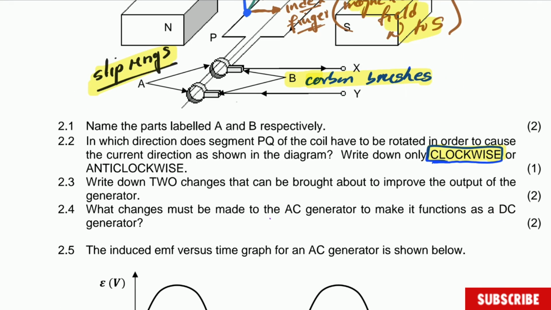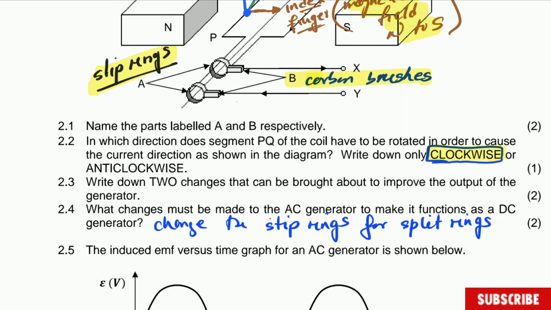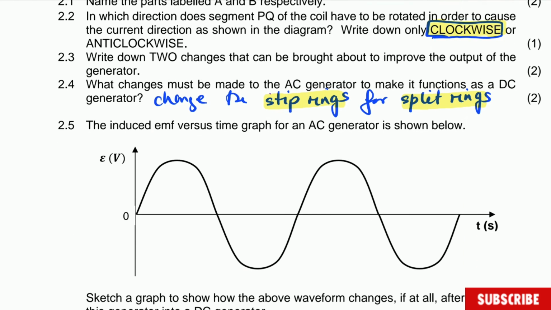That is quite simple. What changes must be made for the AC generator to function as a DC generator? We have to change the slip rings for split rings. If we do that, we're changing the generator from an AC to a DC. Okay, so that is quite simple, guys.